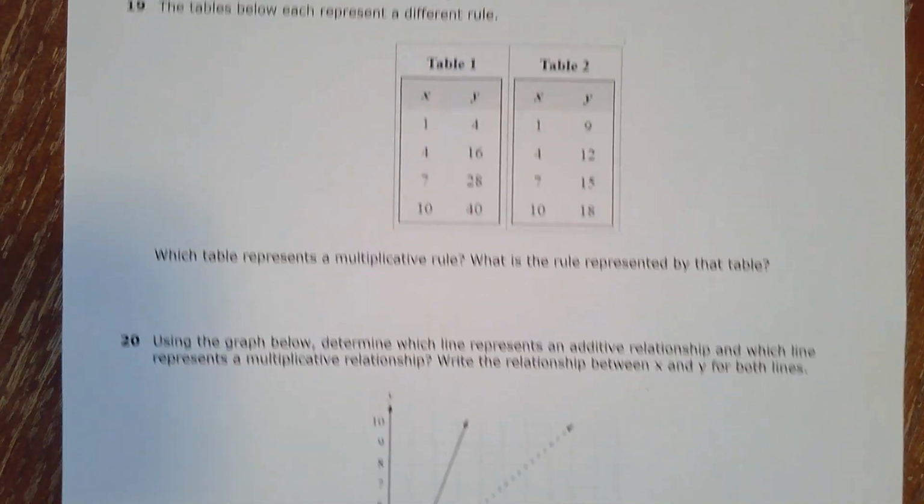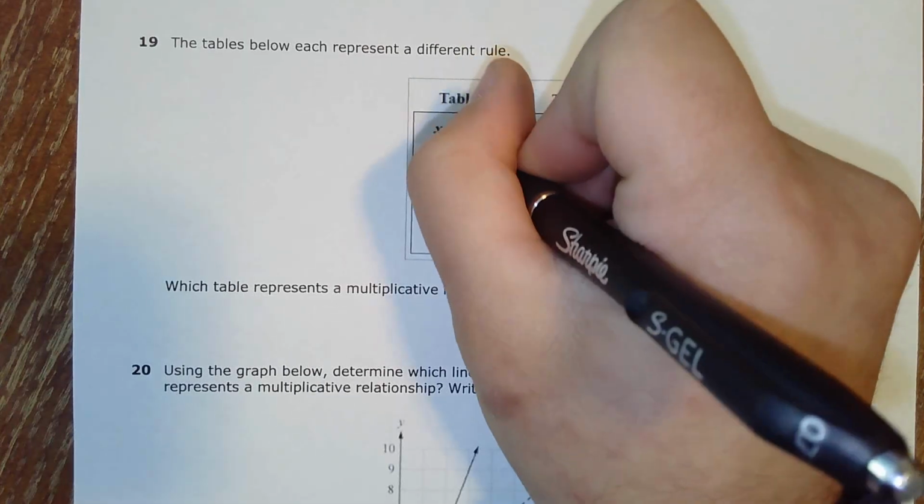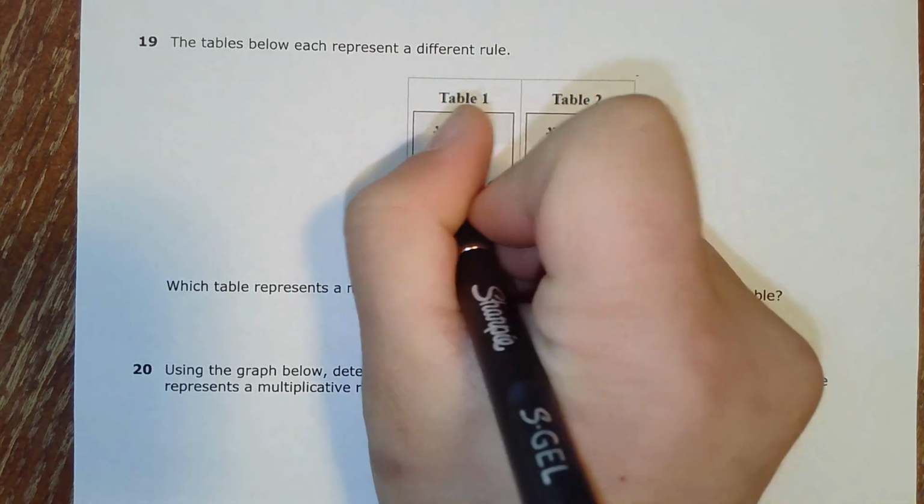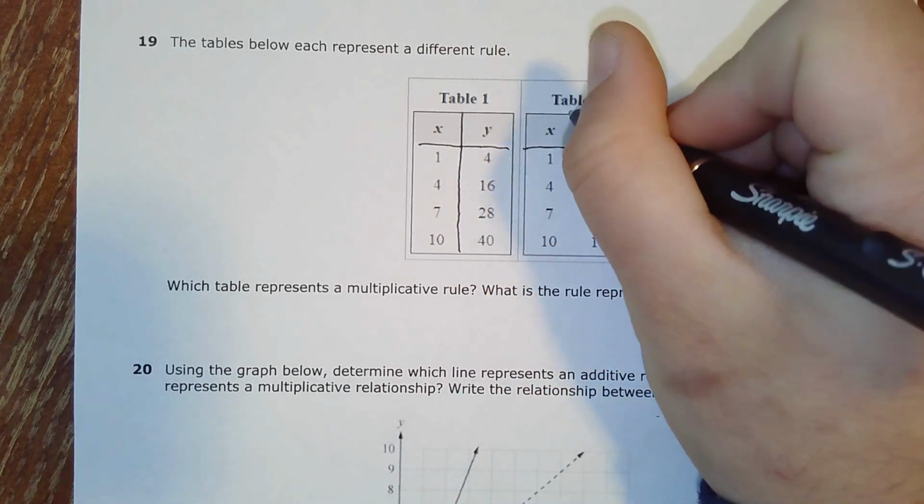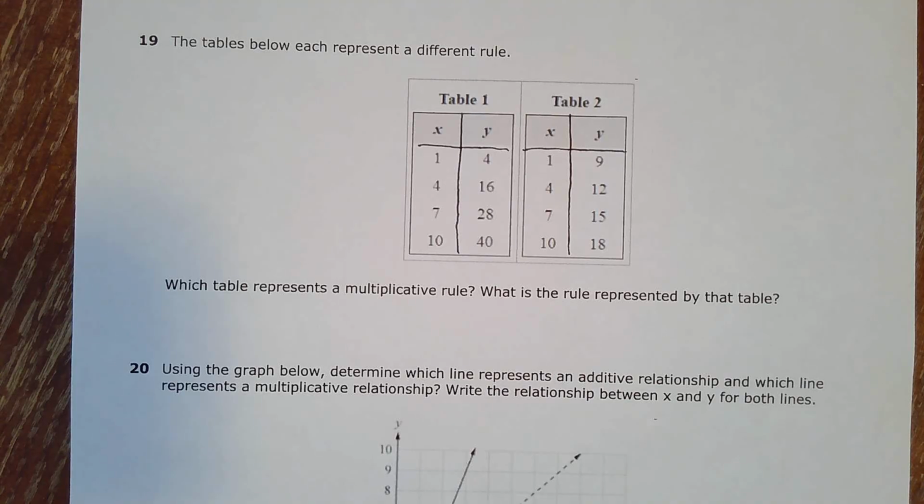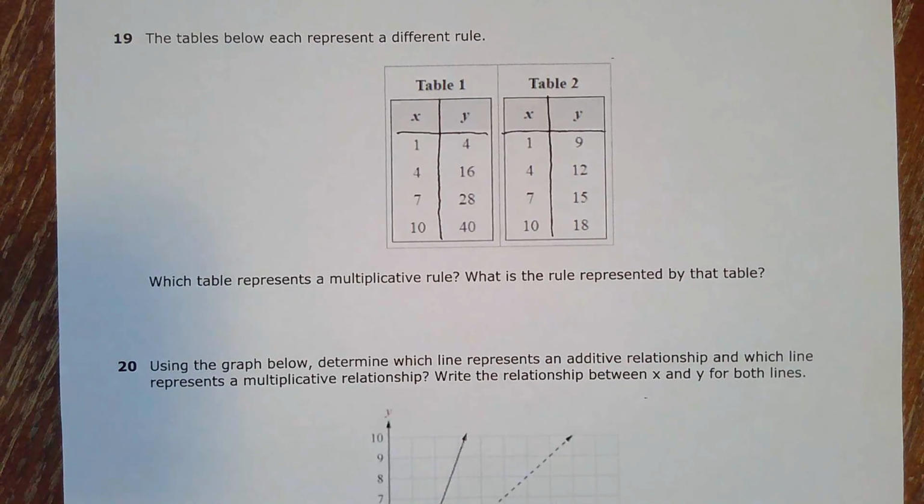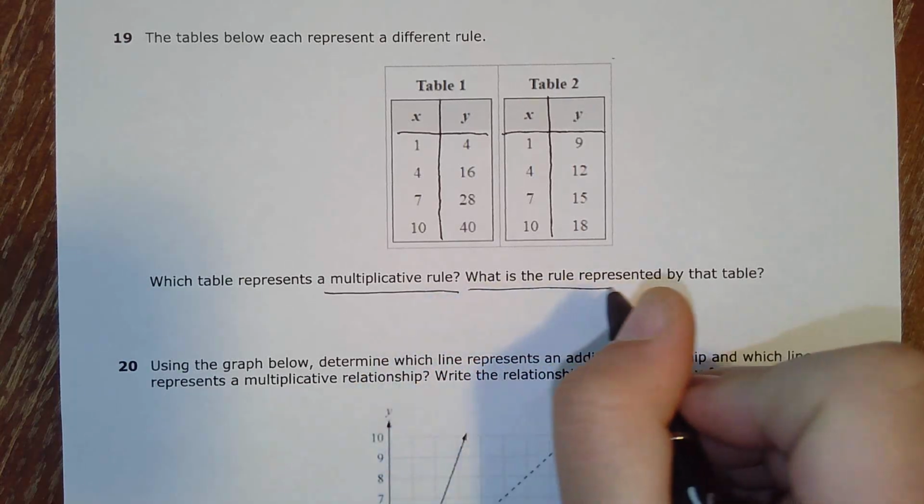Last 2, guys. Okay, last 2. All right, here, I like to split it all the way down. That's just a me thing. You don't necessarily have to, but I like to do this. Okay, so cool, awesome. Now, tables below each represent a different rule. Okay, table 1 has a different rule than table 2. Which table represents a multiplicative rule, and what is the rule represented by that table?